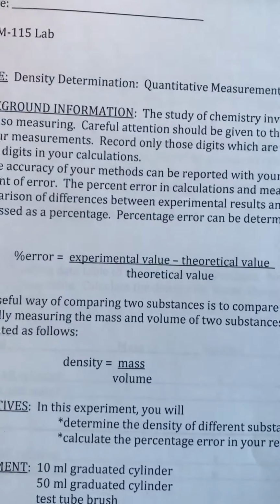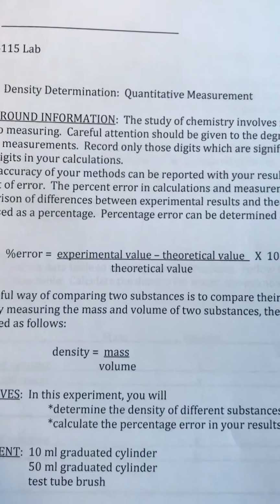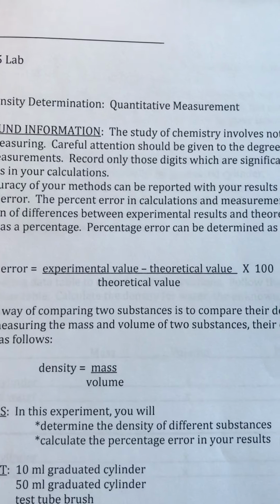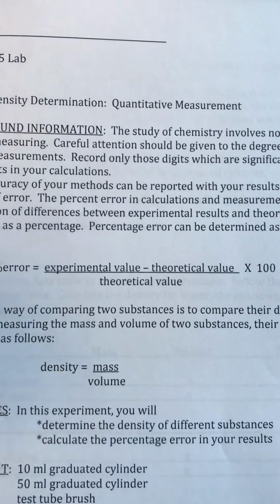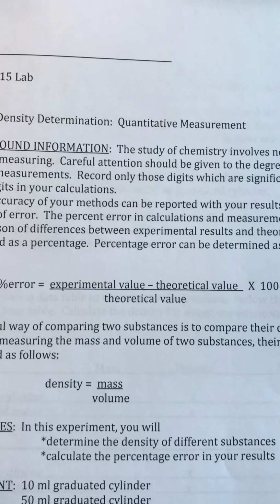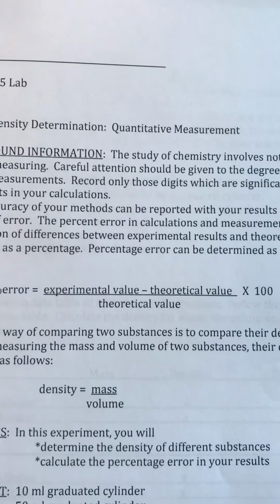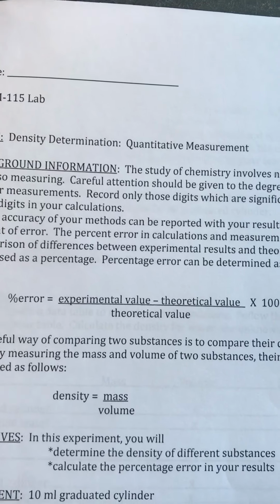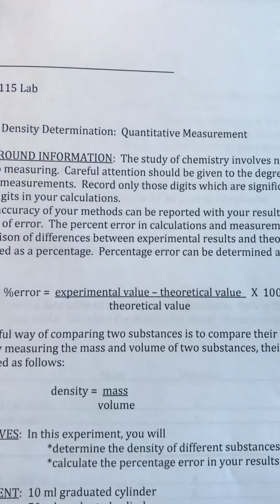So the experimental value is what you get. The theoretical, sometimes called the true value, is what you're going to look up and find. So find what the true value is for zinc. Find what the true value is for lead. Put them into that equation. Now, this is an absolute value equation, so you do not use negative numbers.